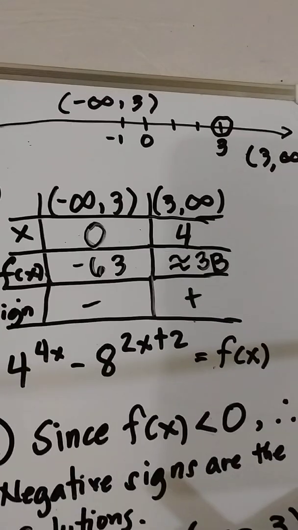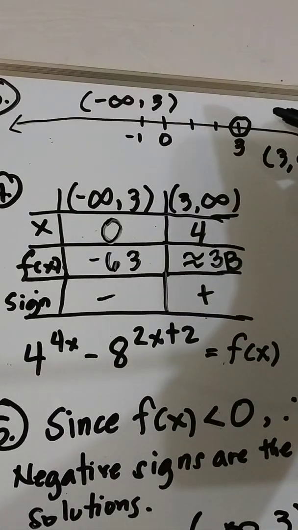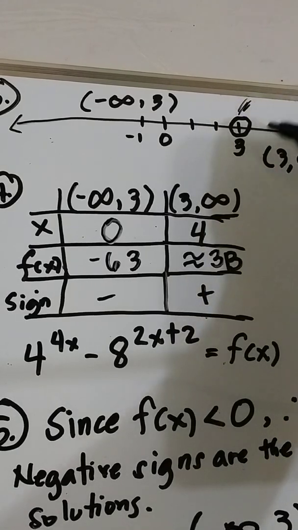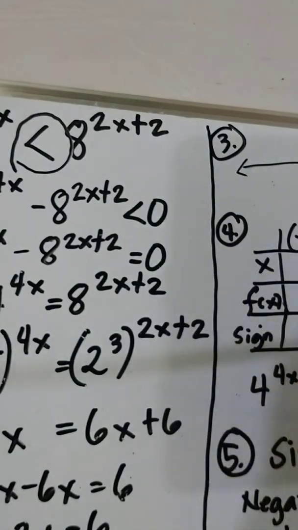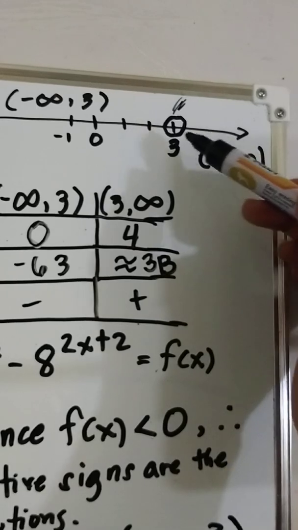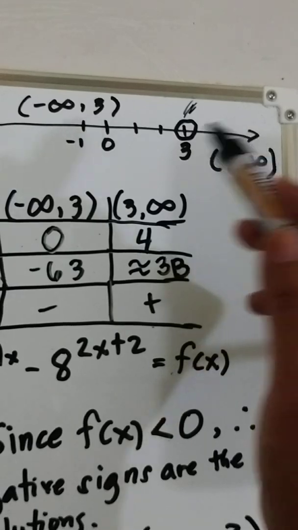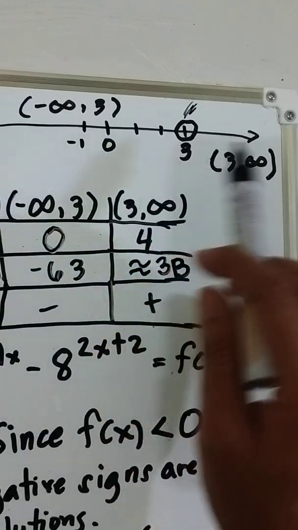For step number 3, we have to plot the critical value. Since our critical value is 3, we have here 3 on our number line, and we will use an open circle because of our inequality symbol, less than. Less than means the critical value is not included. After plotting the critical value, you have noticed that the number line is divided into two parts.